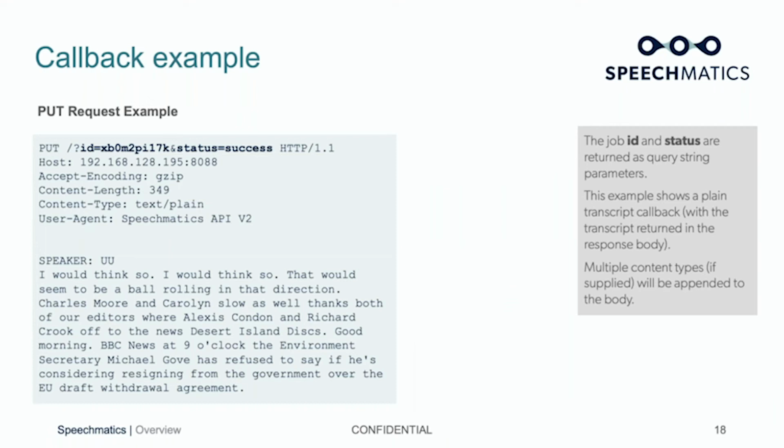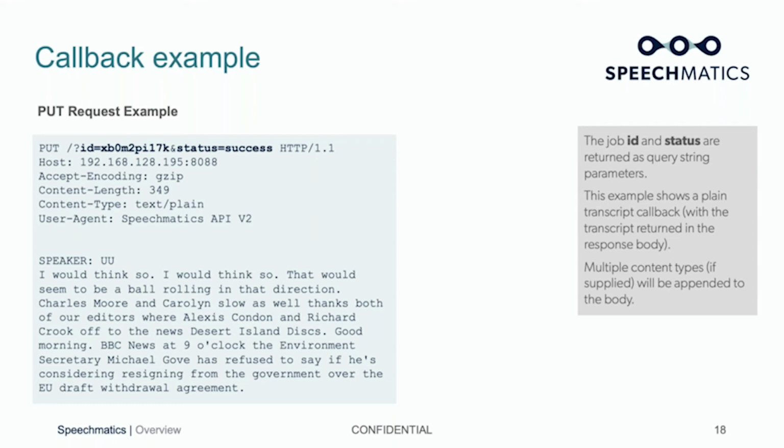As you can tell, there's a job ID, which is appended as a query string parameter. Status, so it was a successful job transcription. There's some header information that might be useful. The user agent is always going to be Speechmatics API v2. And there in the body of the request, you see the plain text transcript. Obviously, if it was a JSON transcript, then you get a JSON object in the body.